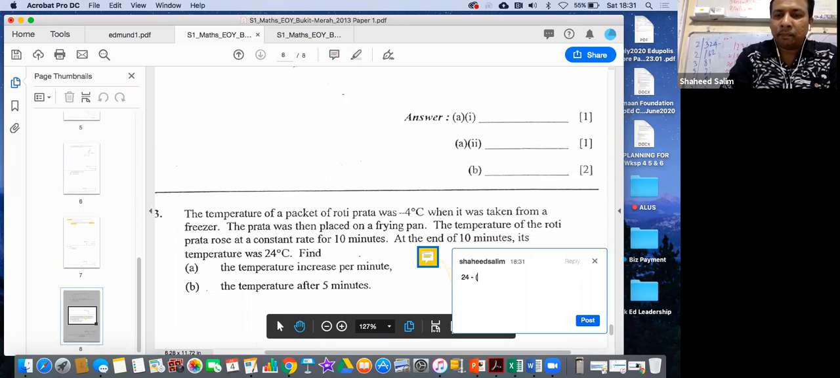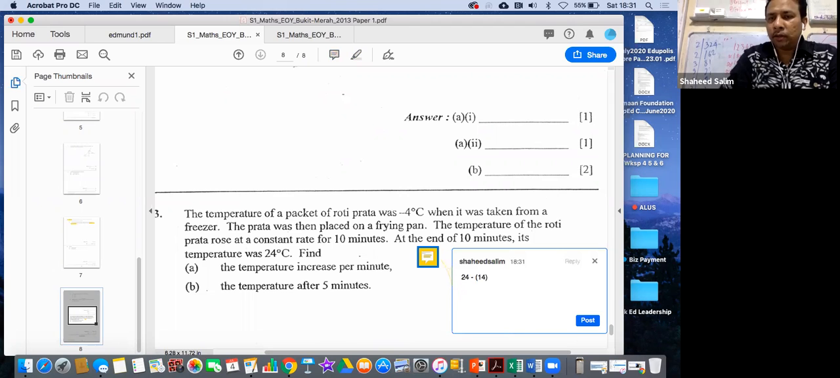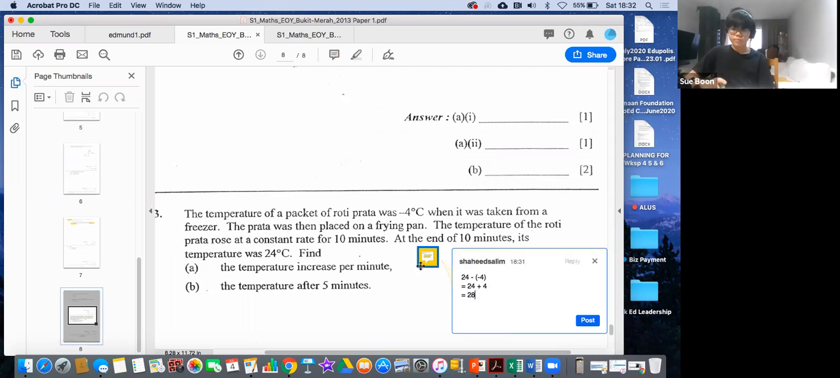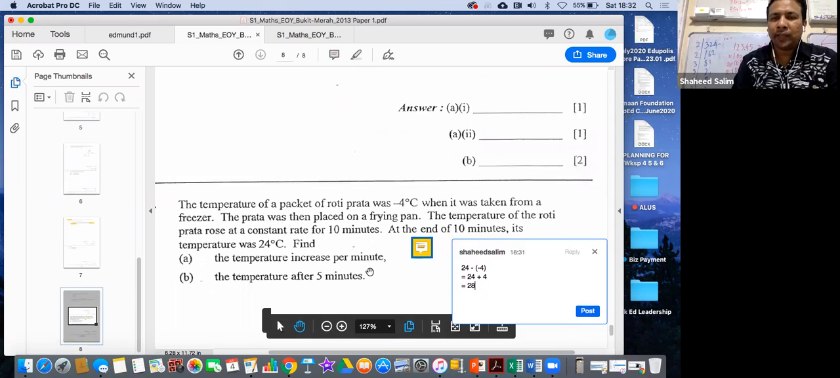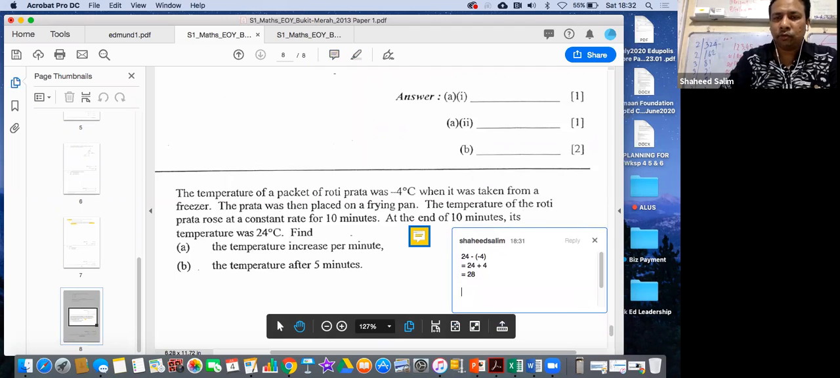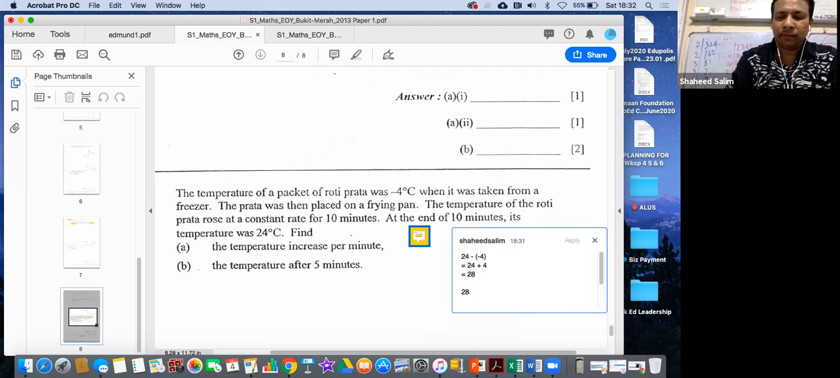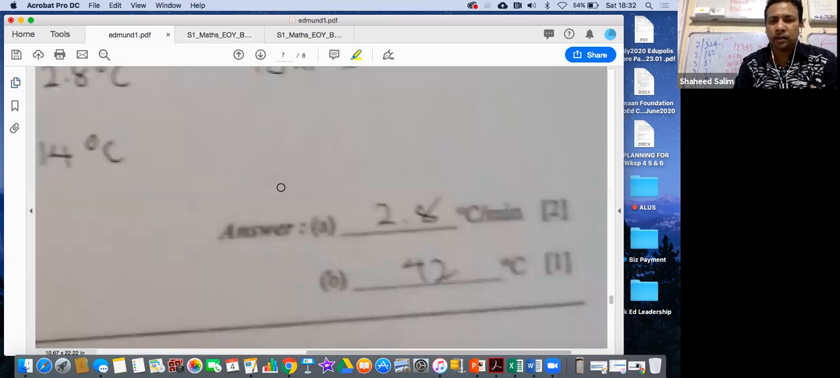Down here, 24, you must minus, but -4. It's not 1, minus 4. Then you get 24 plus 4, which is 28. And it's 28 degrees for 10 minutes. So then 28 degrees divided by 10 equals 2.8 degrees per minute, which I think is your answer. Well done. Congratulations, this is correct.